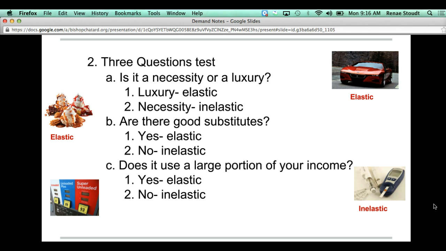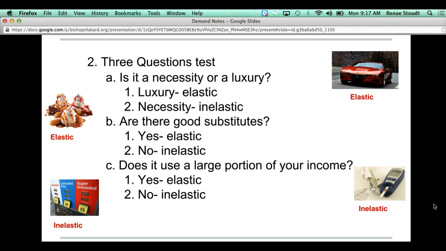Does it use a large portion of your income? Yes, well, it depends upon your income and how much gas you're going to require. But either way, still, 2 out of the 3. Tell me, what is gasoline? Inelastic. Again, we will whine and complain about the price of gas, but in the end, you will pay. You will buy it. That's one of the things that will lead to why gas prices are so high. We'll talk about pricing a little bit later.